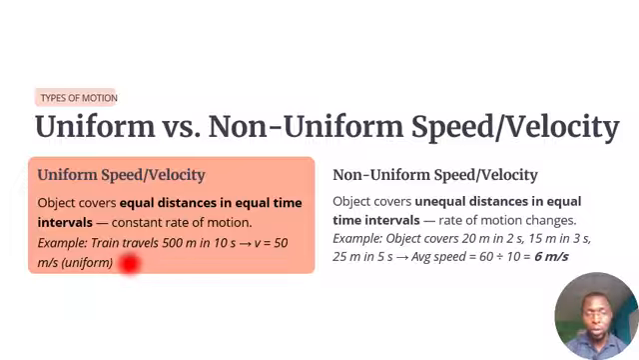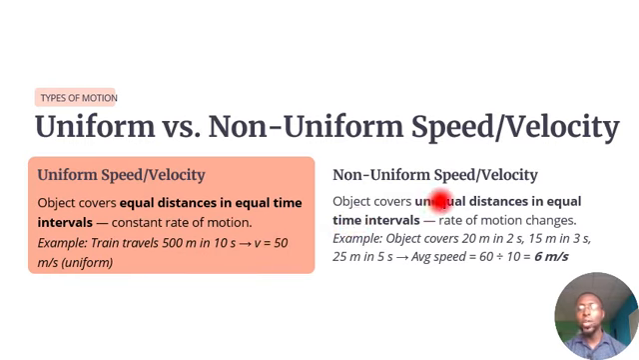An example is a train that travels 500 meters in 10 seconds. It's the same thing as when the train travels 50 meters in 1 second, because if you reduce it to the simplest ratio, it will give you 50 over 1. So that vehicle is moving with what? With a constant speed. It's not changing.